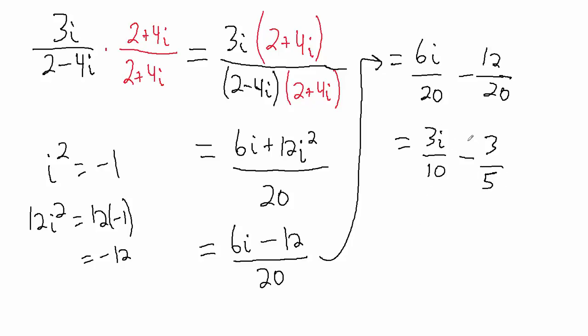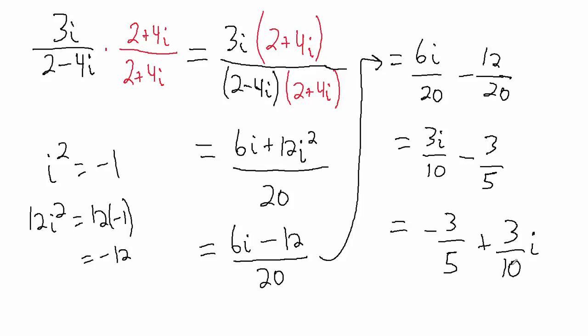Okay? Now, we do want to be careful because if you're following along in a course, you might have to put your answer in standard form, and this is not quite standard form. So standard form is going to be the real part plus or minus the imaginary part times i, and we don't exactly have that. So some instructors might not be that picky, but let's go ahead and put this in standard form. So this would be negative 3/5, and then plus 3/10 times i.